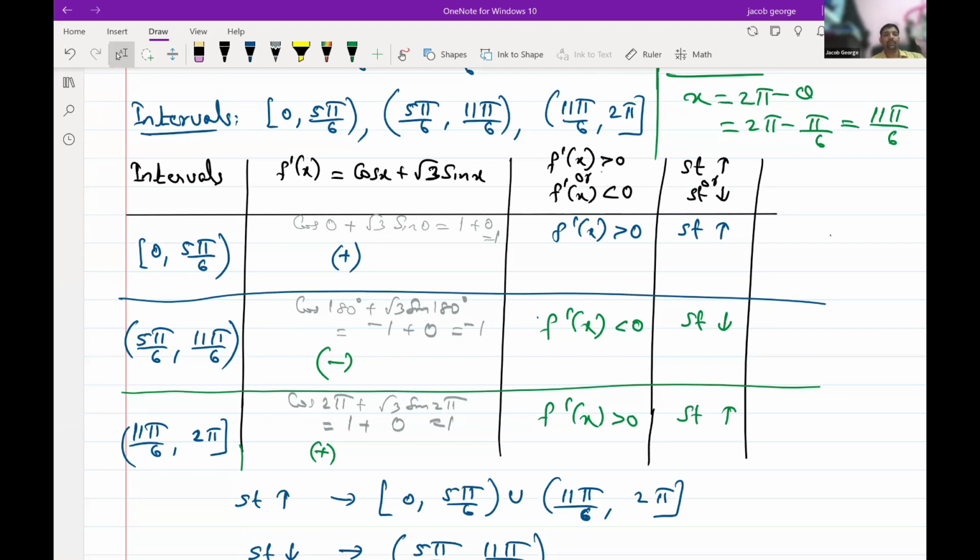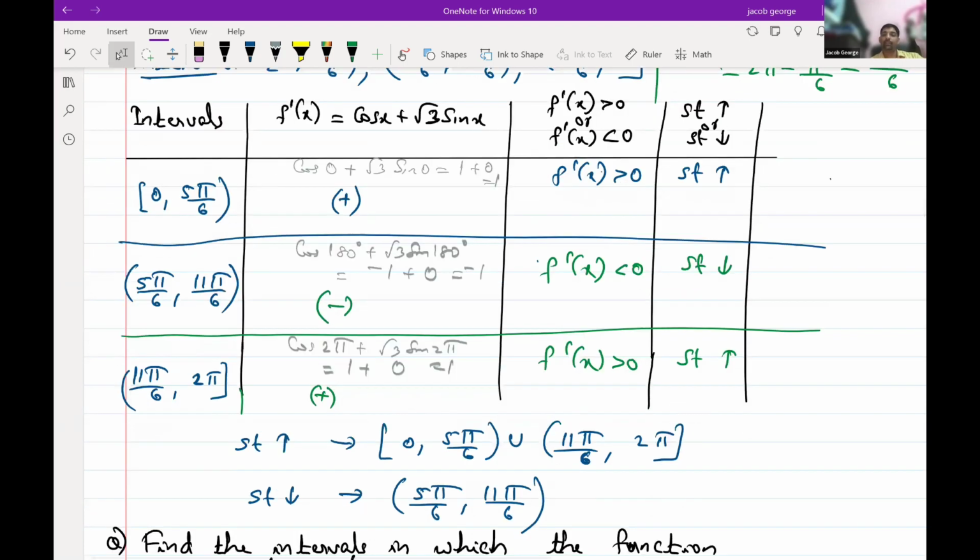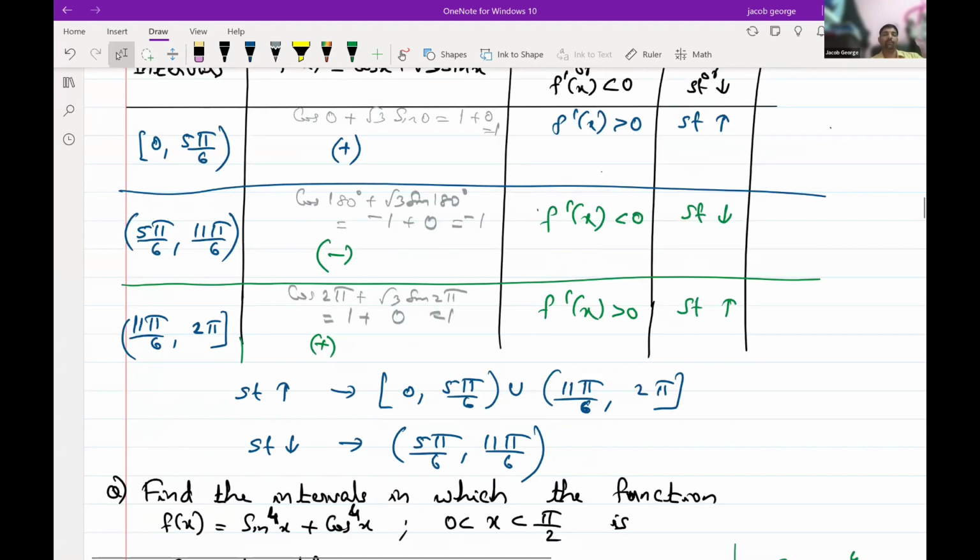Then 11 pi by 6 to 2 pi. I substituted 2 pi over there. So f dash x is greater than 0, that is strictly increasing. So strictly increasing in the union of which one? First and the third interval, and strictly decreasing in the second interval.